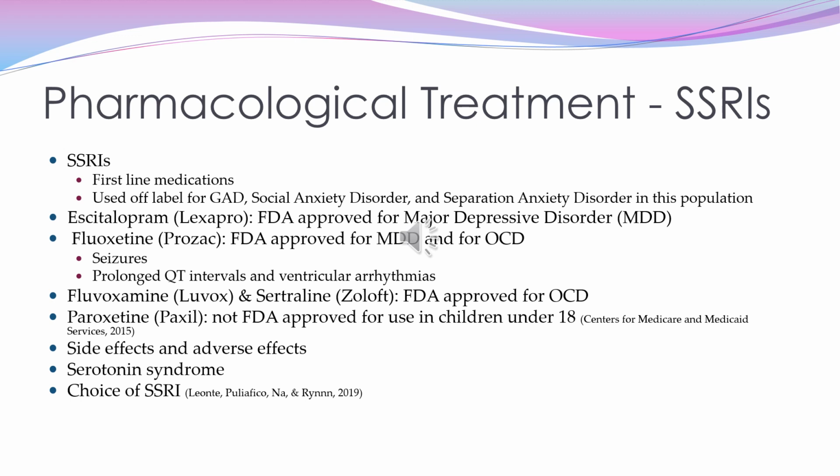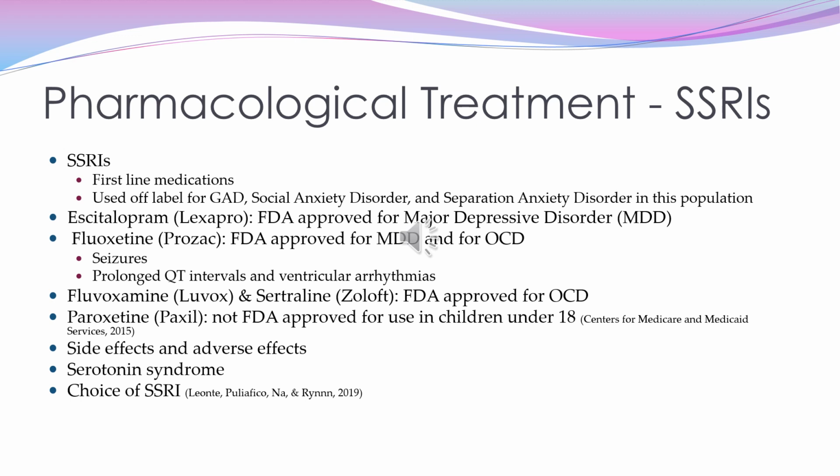Fluvoxamine is FDA approved for OCD in children ages 8 and older. Sertraline is FDA approved for OCD in children ages 6 and older. Studies have shown that there were statistically significant improvements with the use of all of the above SSRIs in the treatment of anxiety symptoms in children and adolescents who were diagnosed with GAD, separation anxiety, and social anxiety.